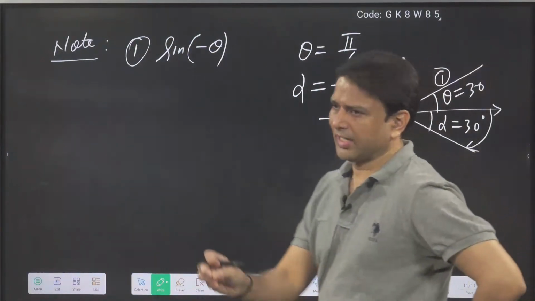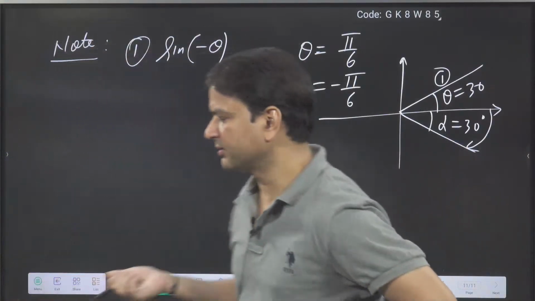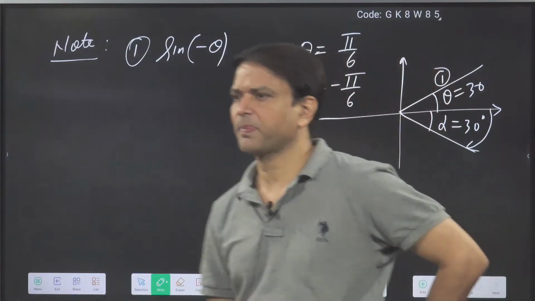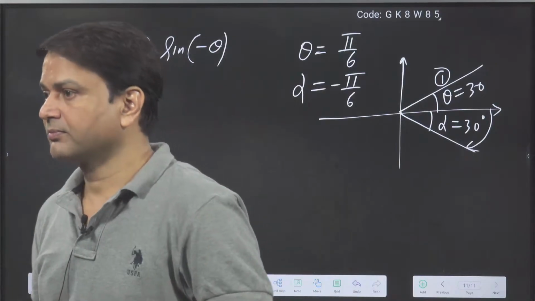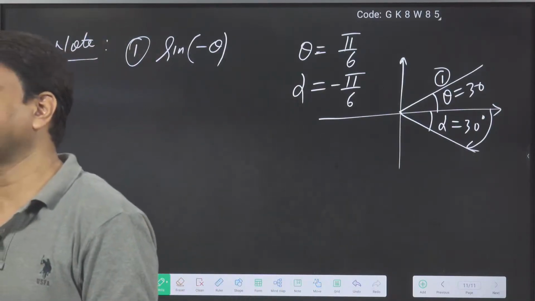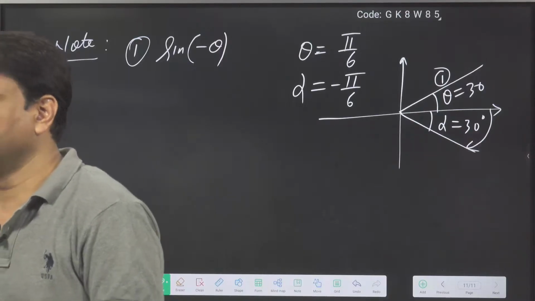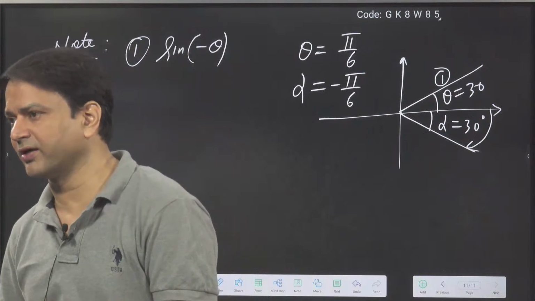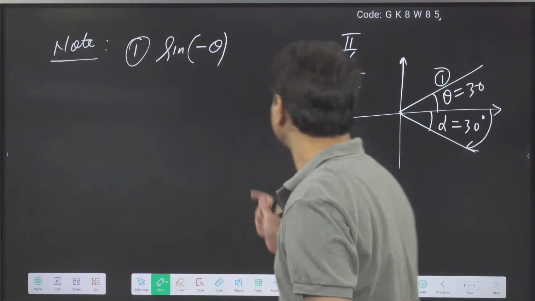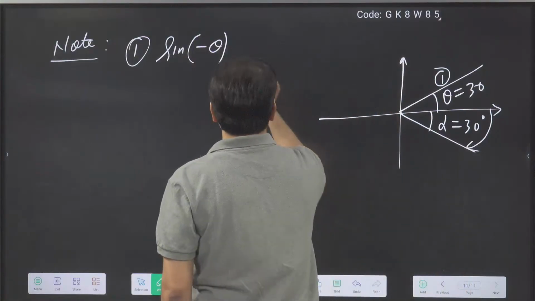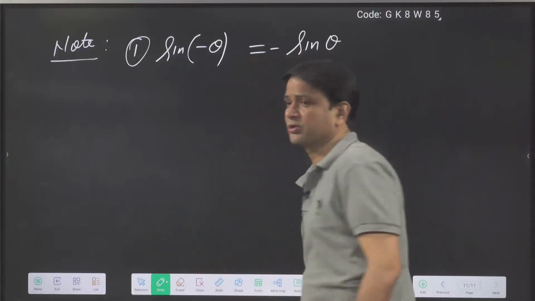To easily remember, when I am writing the angle negative, in which quadrant will it come? If I write alpha as minus pi by 6, which quadrant does it come in? Fourth. Fourth quadrant sine is positive or negative? Negative. Then sine of minus theta, I can say, is minus sine theta, because it will be negative.